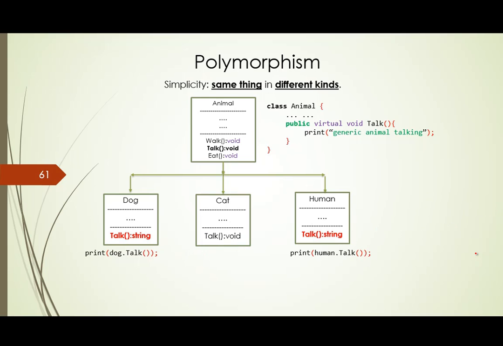Let's say I didn't implement the talk method. I really didn't override the talk method. What's going to happen is, it's a void method and it already has a print, so we don't have to put it in a print. We just say cat.talk. When we call that method, it will print out the generic animal talking. That's it.